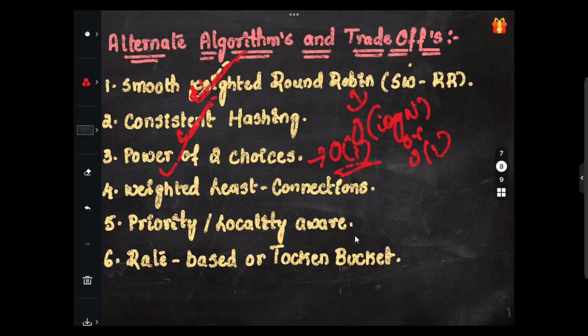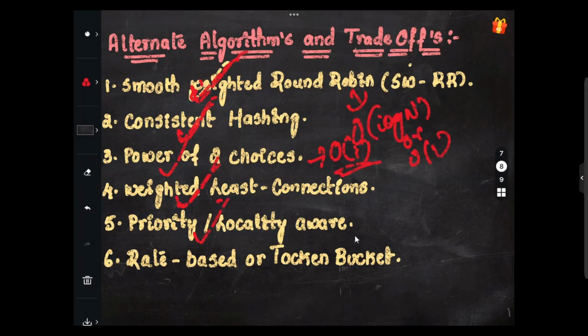Then one more thing, we can go with weighted least connections. Weighted least connections means we combine weight with the active connections, meaning effective connections equals the active connections divided by weight, just to reflect the capacity part. So this is slightly more complex selection. This is fine.